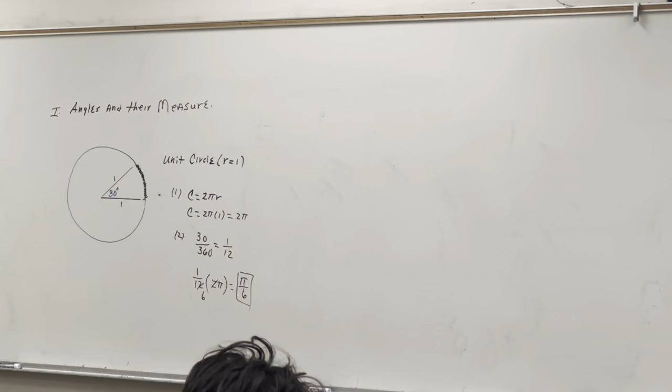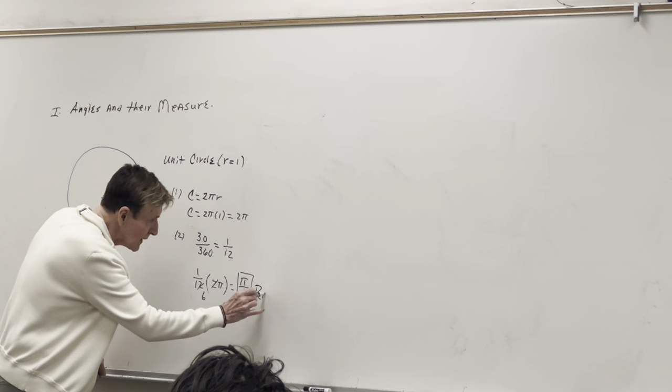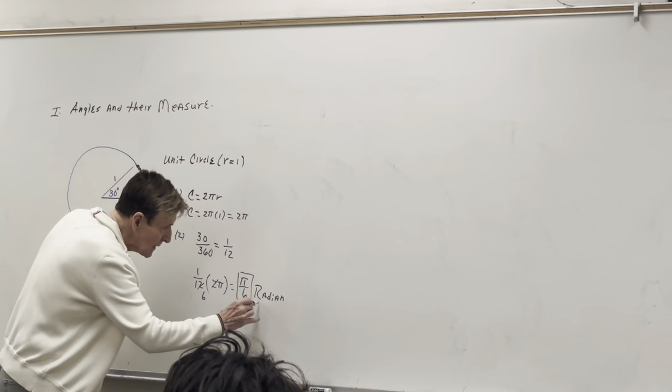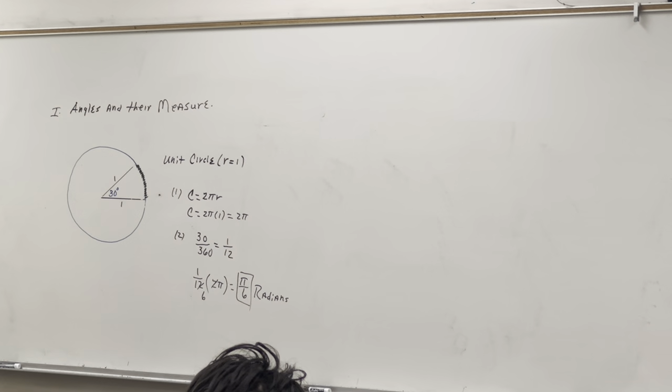Now, it's going to take a little while. If I walk up to you and say, I'm thinking of an angle to measure pi over 6, in your mind you're going to think, ooh, Professor, you're thinking about a 30-degree angle. And I am. Except now its measure is in radians. They call this radian measure, not degrees. These are radians. And when I use that word radian, I think about radius. Pi over 6 radians.